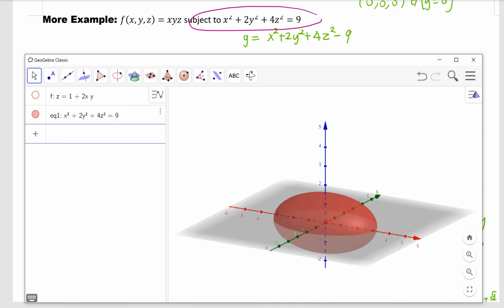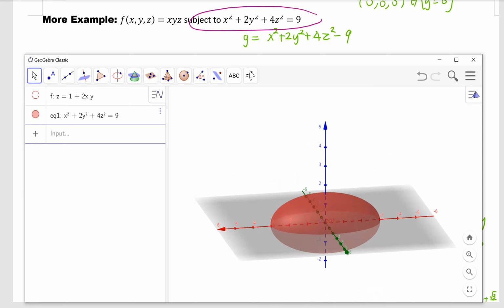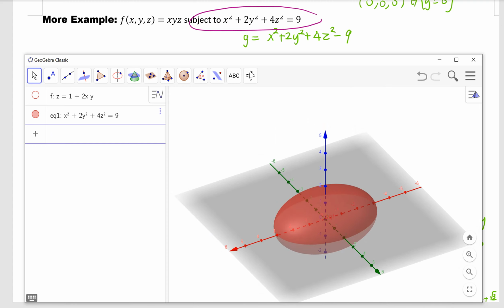First of all, in order to find the major and minor axis, we need to divide both sides by 9, and then look at the denominator and then take the square root of that. So anyway, this is the ellipsoid. It looks like an egg. Easter egg, duck egg, chicken egg. Okay, so this is the constraint.